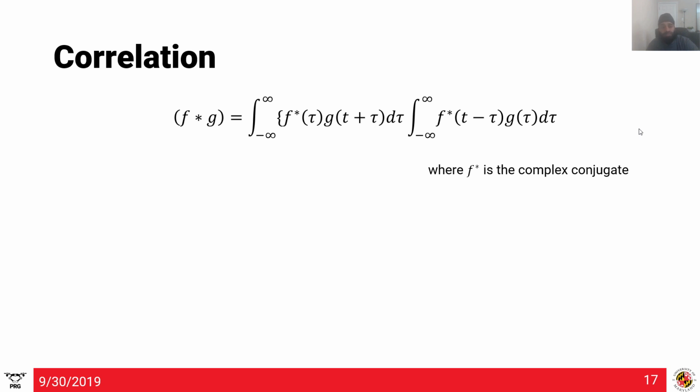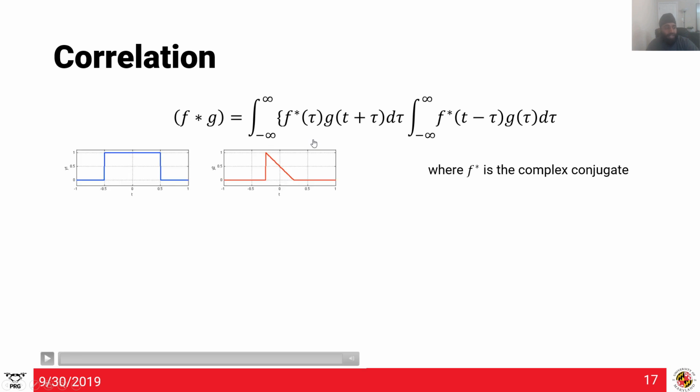The equation is given by f star g equals the integral from minus infinity to infinity of f conjugate of tau times g of t plus tau d tau, which is equal to the integral from minus infinity to infinity of f of tau times g of t minus tau. Here f is the complex conjugate, because we are talking about the Fourier domain.